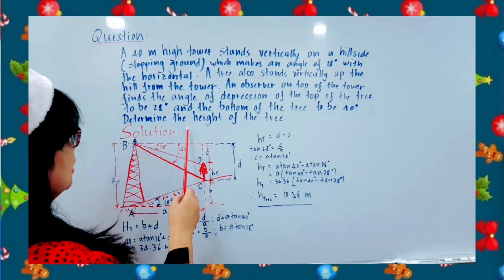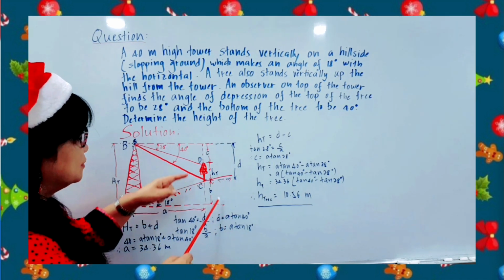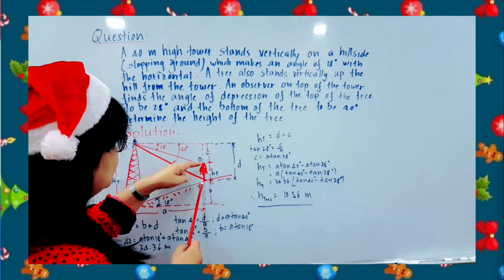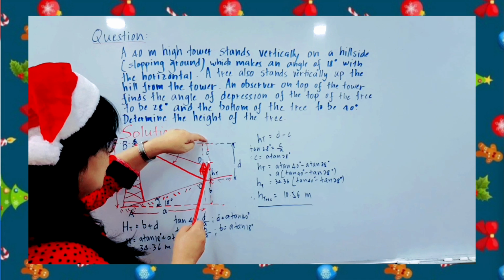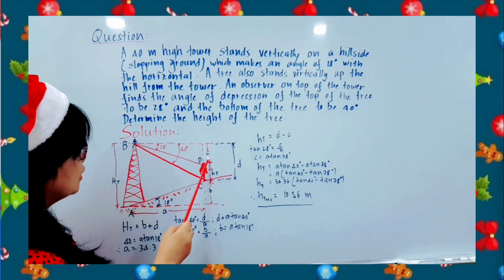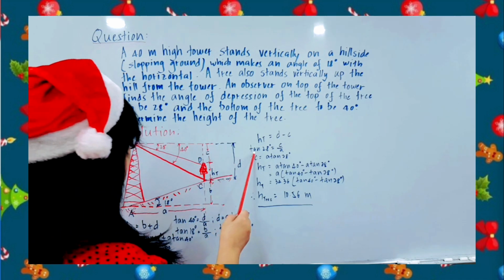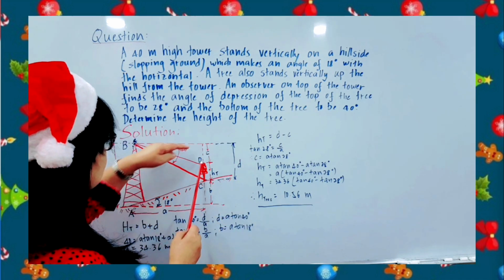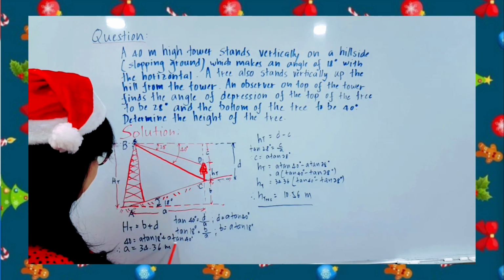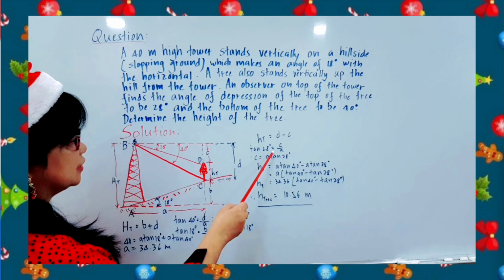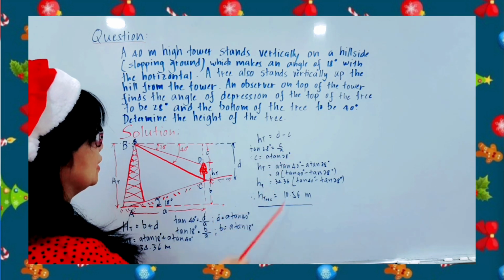Now, what we're looking here is the height of the tree. The height of the tree is this one, which is equal to D minus C. So, C also here, we can find C using the tangent function again. Tangent 28 degrees is equal to the opposite, which is C over the A. Of course, A is already given. We solved already as 34.36. So, therefore, C is equal to A tangent 28 degrees.